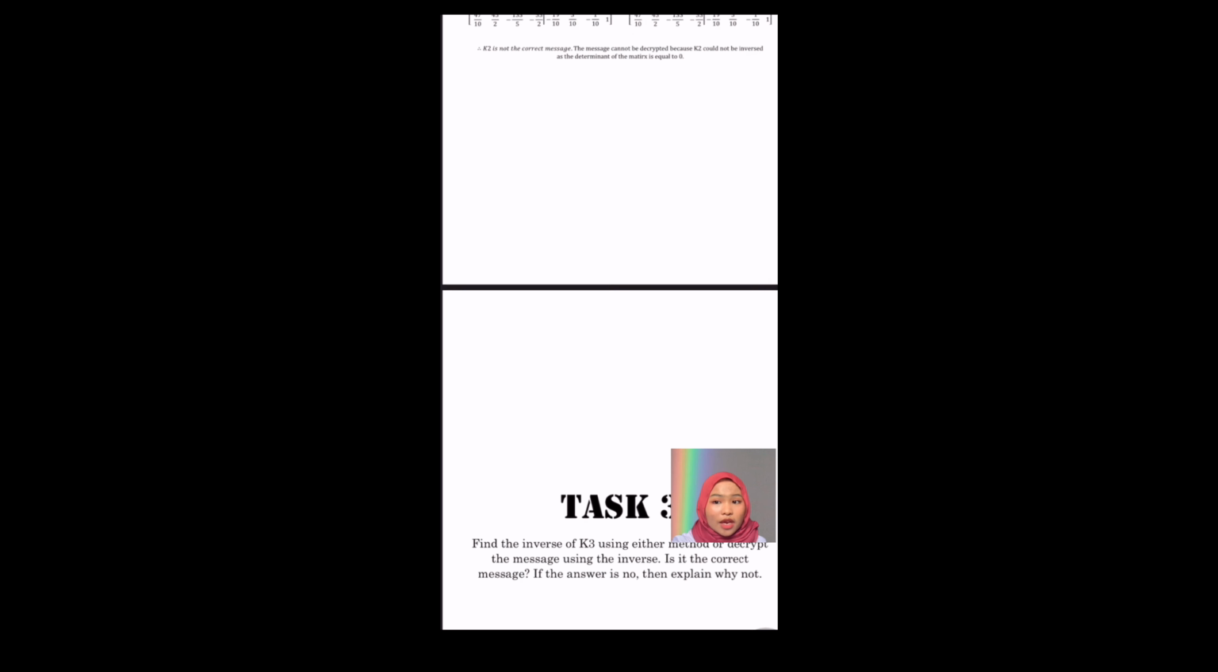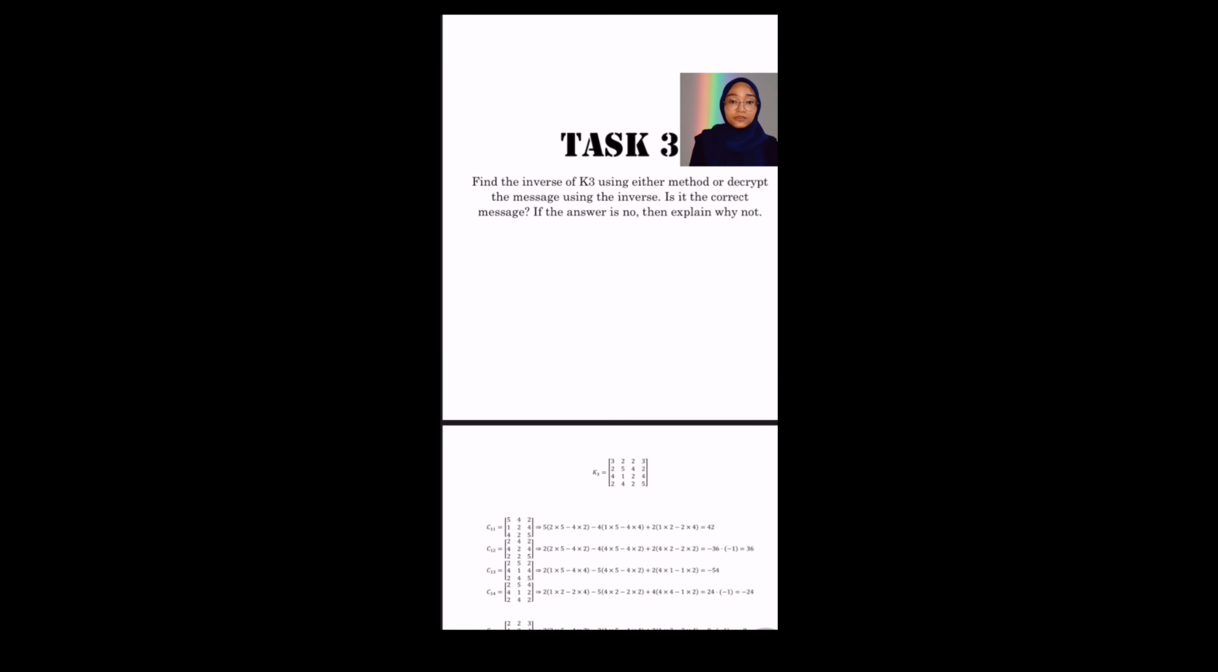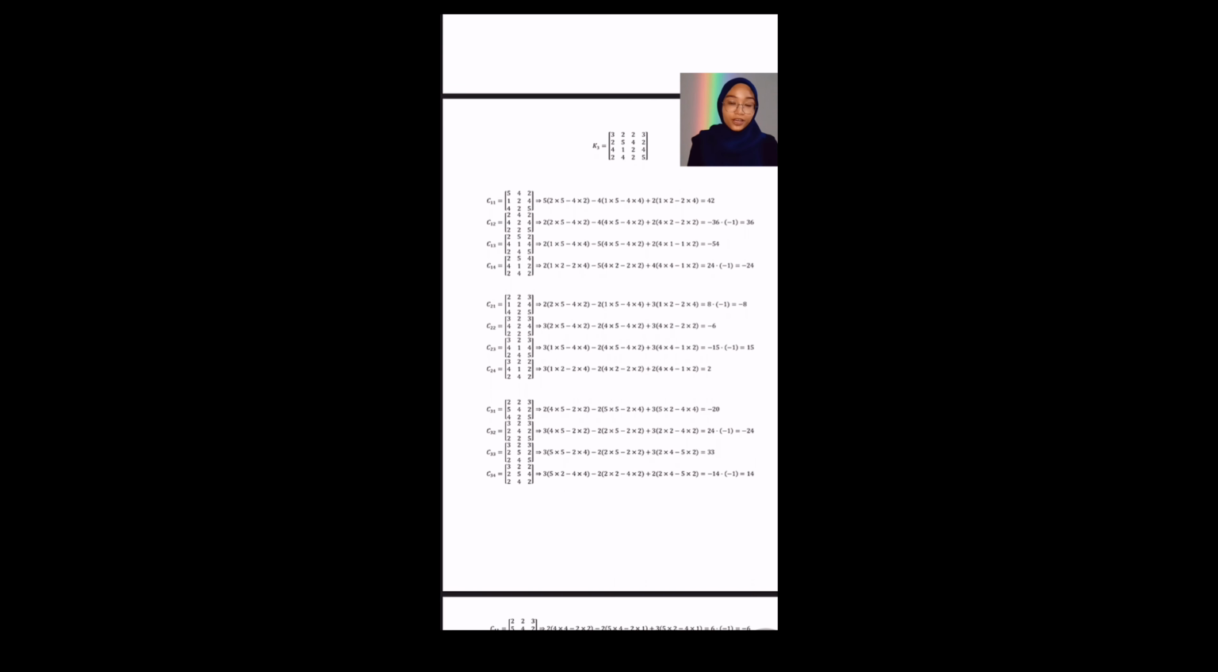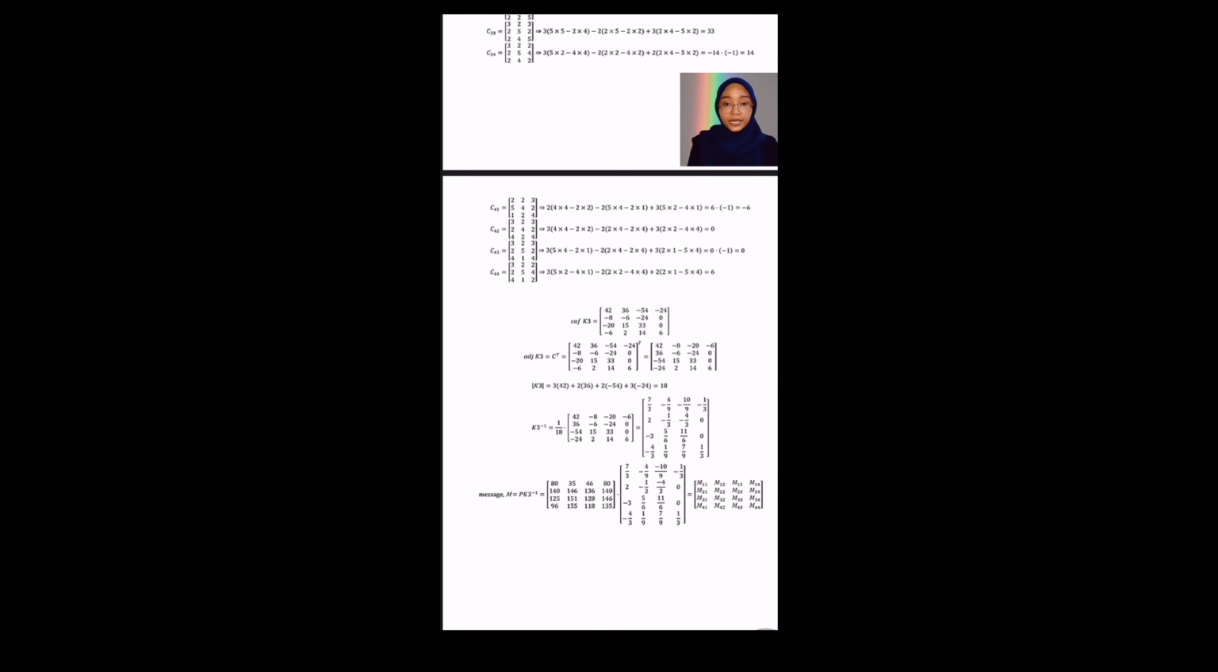Third, find the inverse of K3 using either method and decrypt the message using the inverse. Is it the correct message? If the answer is no, then explain why not. For this K3 code, first you need to find the inverse of K3 using the adjoint method. Firstly, we need to find all the minors for all elements by eliminating one row and one column at a time for all the rows and columns. After that, we will get the cofactor matrix. By transposing the cofactor matrix, we will get the adjoint matrix.